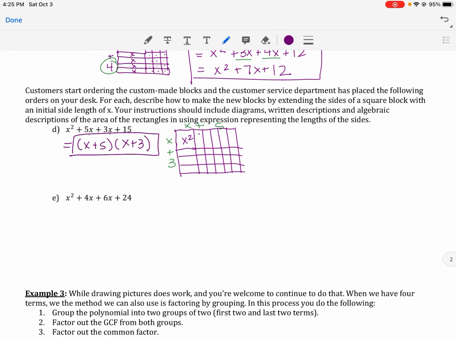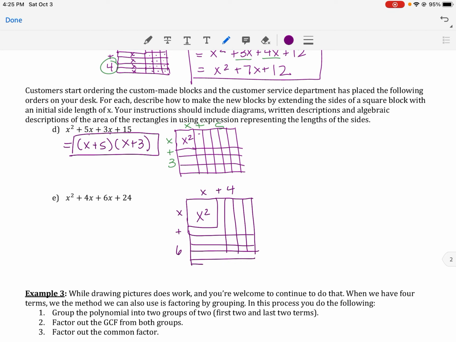Okay, so this one, as we look at it, we've got an x squared. So let's start with a square. And this time you got a plus 4, so it means you're going to extend one side. 1, 2, 3, 4 units. So we've got our x plus 4. And the other side we got a 6x, so we extended it x plus 6. So we're going to have 1, 2, 3, 4, 5, 6.